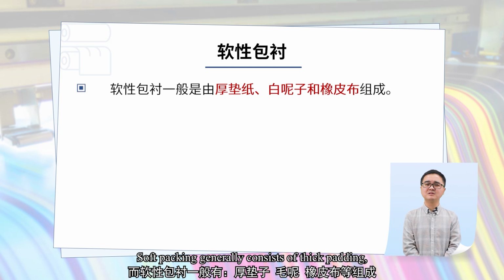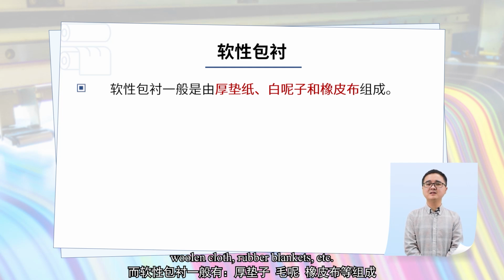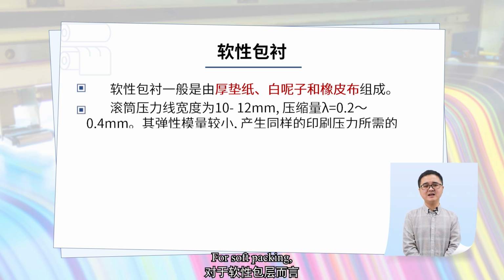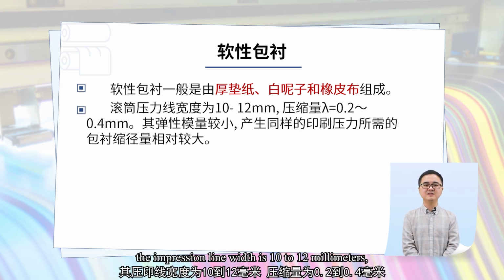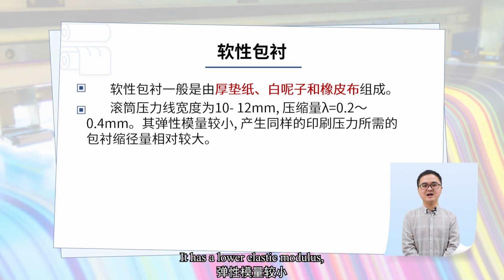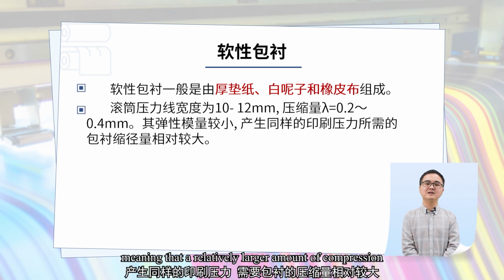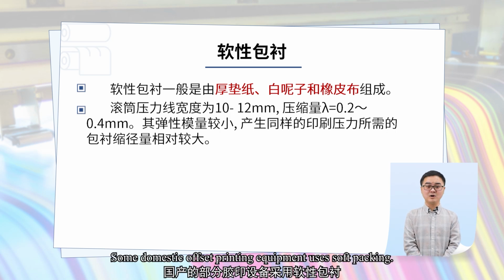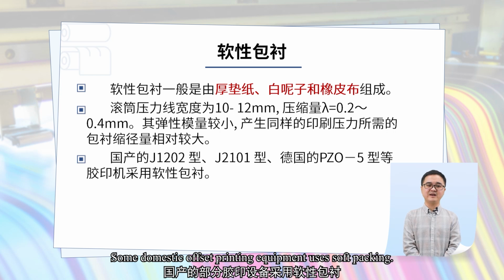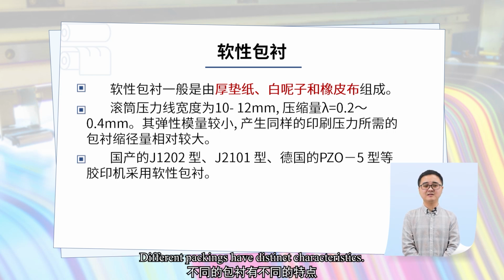Soft packing generally consists of thick padding, woolen cloth, rubber blankets, etc. For soft packing, the impression line width is 10 to 12 millimeters, with a compression of 0.2 to 0.4 millimeters. It has a lower elastic modulus, meaning that a relatively larger amount of compression is required to generate the same printing pressure. Some domestic offset printing equipment uses soft packing. Different packings have distinct characteristics.